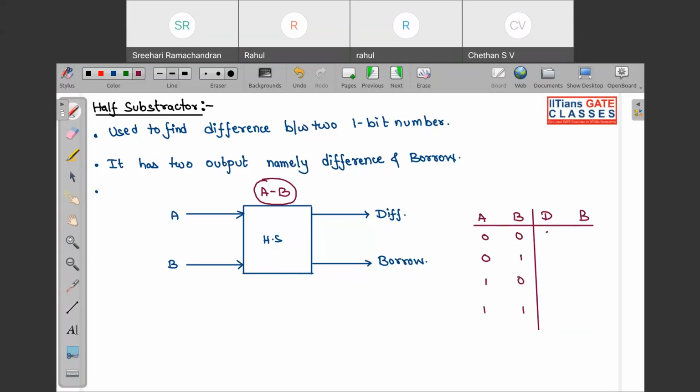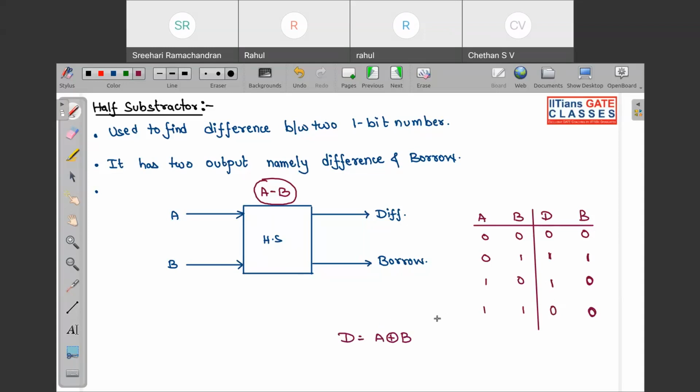0 minus 0, difference will be 0, borrow is 0. 0 minus 1, difference is 1, borrow is 1. 1 minus 0, difference is 1, borrow is 0. 1 minus 1, that is 0. So this will also be 0. Now if I want to write the difference, what will it be? Difference is equal to A XOR B. Look, it is A XOR B only.